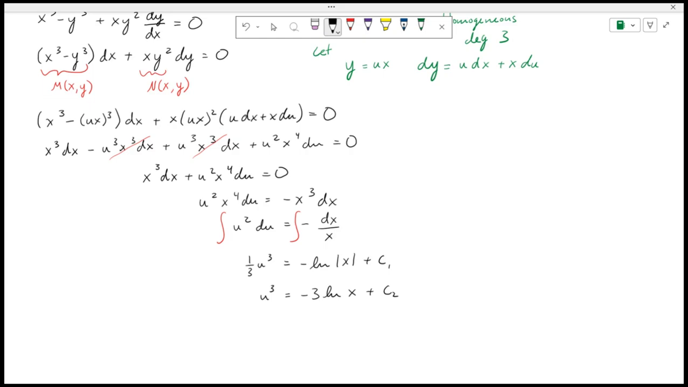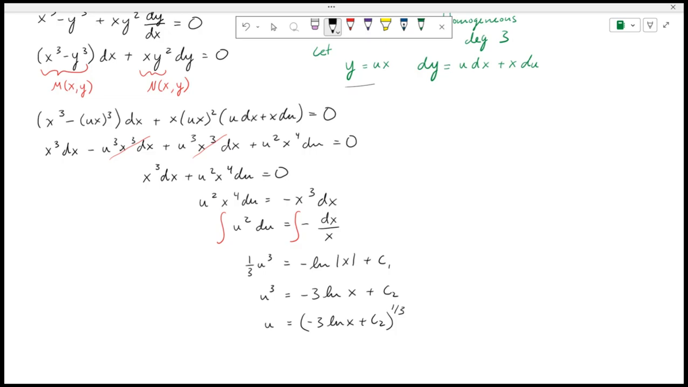And then at this point, I'm going to go ahead and cube root. So u is equal to negative 3 natural log of x plus c2. And I'm going to go ahead and use an exponent for that. You can use a cube root or a 1/3 power. Either is fine.